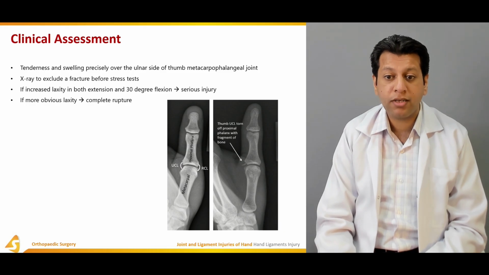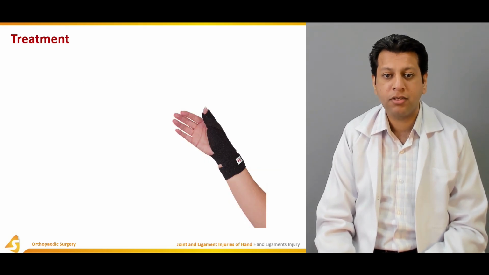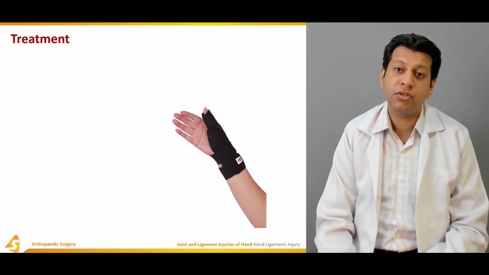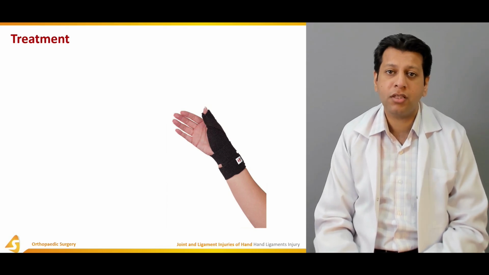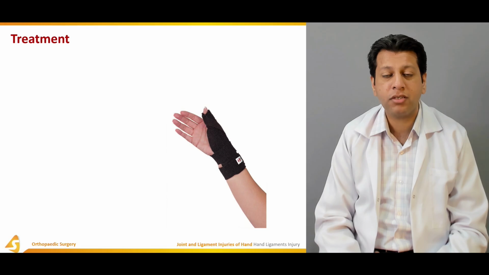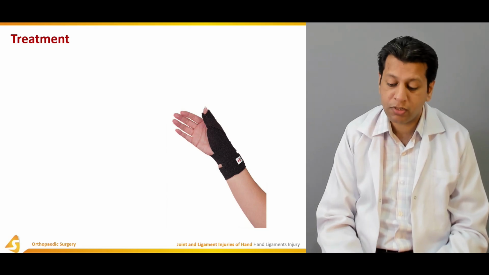If there is more obvious laxity, this means it's a complete rupture. So what is the treatment? Now the treatment is actually based on two things: whether it's an acute injury or a chronic injury, plus whether it's a complete rupture or a partial rupture.